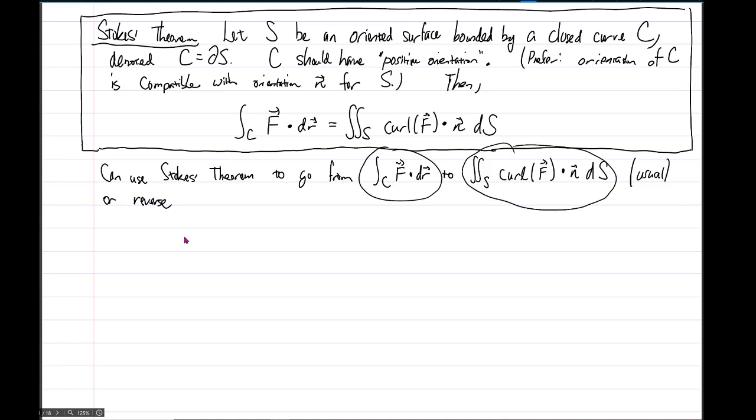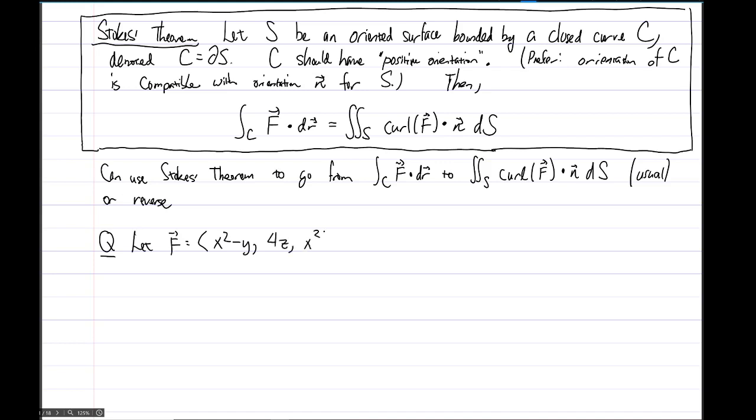Our last problem wasn't truly stated as an exercise. It was just verify the theorem. Now let's try a real exercise, the way that an exercise might be stated. Let F be the following vector field: F is equal to x squared minus y, comma 4z, comma x squared, and let capital S be the cone z equals root x squared plus y squared for z less than or equal to 2. Then let's use Stokes' theorem.